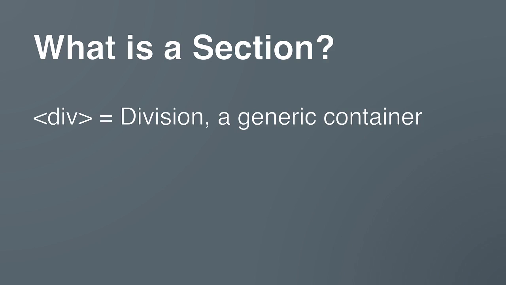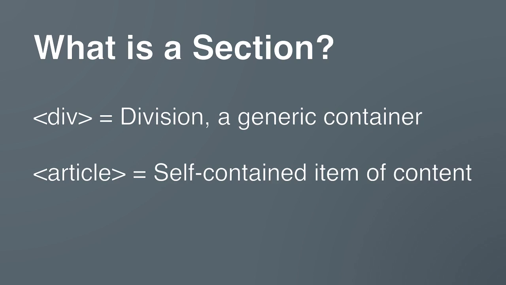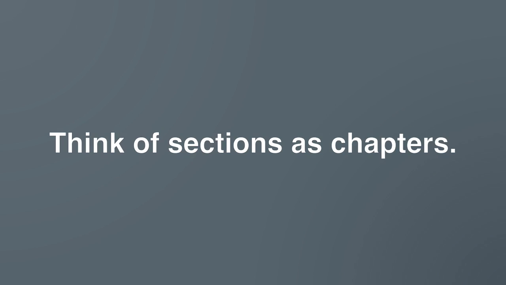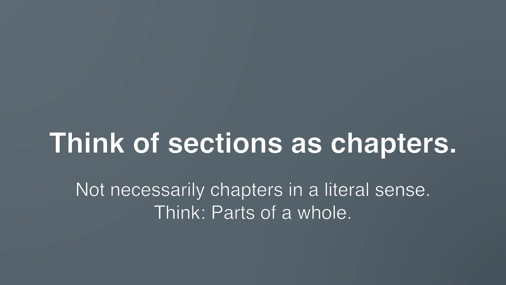In this lesson, we will learn about the HTML element named section. So we know that the div or division element can be used as a generic container, and we know that the article element can be used for a standalone coherent piece of content. So where does the section element come into play? You can think of sections as chapters. Or in other words, we can break up an overall piece of content into smaller sections or subsections.